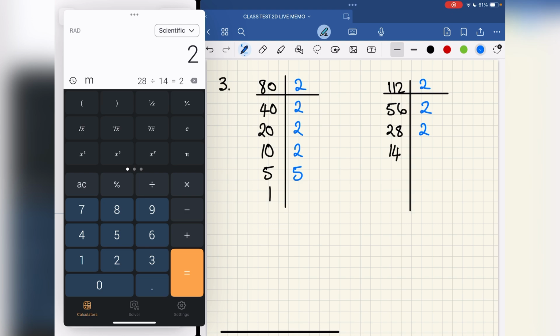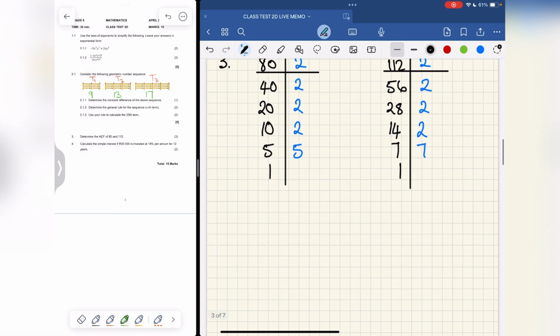The smallest prime number that can go into 14 is 2. 14 divided by 2 is 7. And the smallest prime number that can go into 7 is 7 itself, and 7 divided by 7 is 1. Right, so that's done.